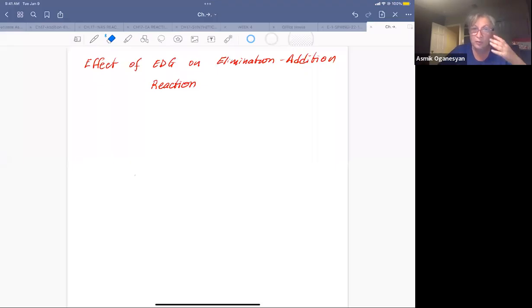Okay, we're going to look at elimination addition reactions with a substituent and the leaving group on, and our substituent this time will be an electron donating group. So let's take a look at its effect. As we already have learned, the electron donating group is going to give electron density to your ring. And if we are observing the ring as an electrophile, that excessive amount of electron density is not appreciated at all.